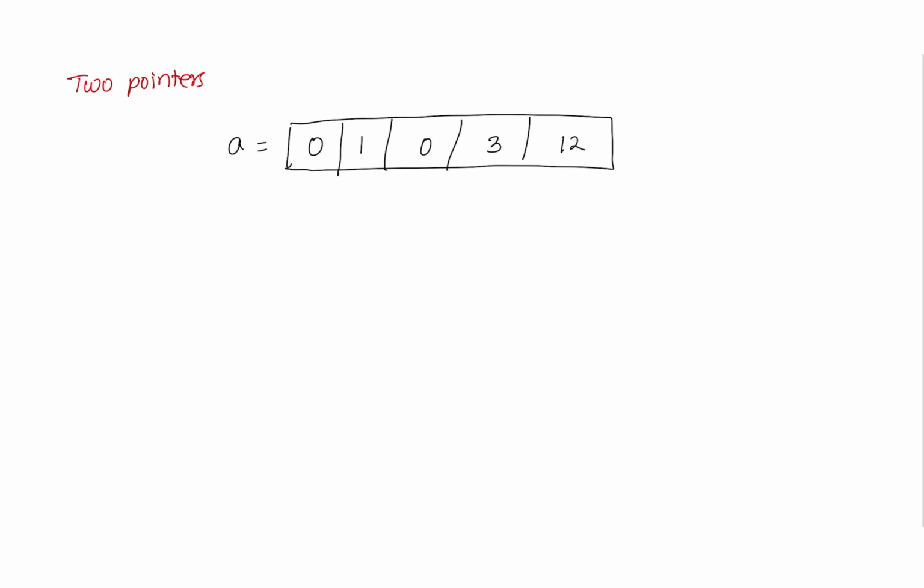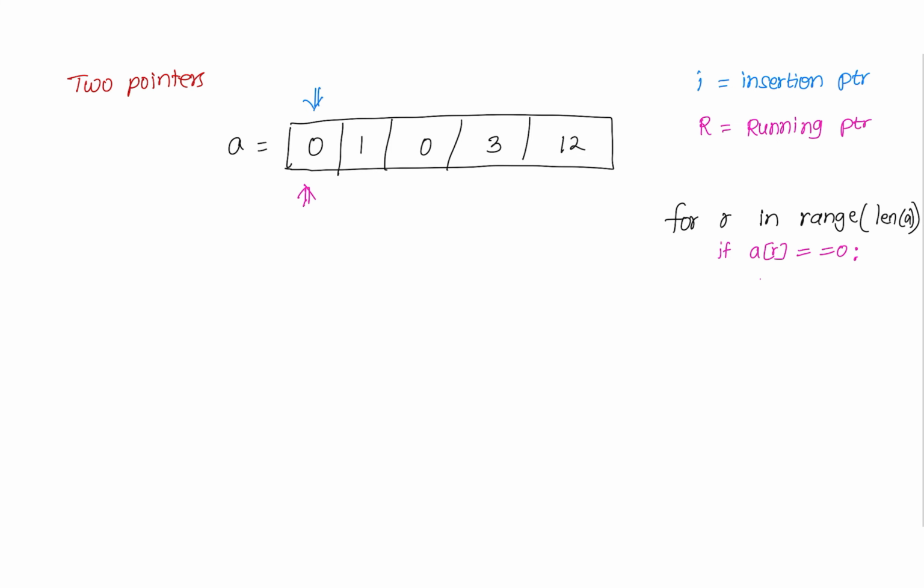Let's go. I'll use 2 pointers. I'll name them the insertion pointer and the running pointer. Initially both are at the 0th index. Now I'll loop the running pointer over the array. So it will loop through the numbers 0, 1, 0, 3, 12. While visiting each number, we'll check, is the number 0? If yes, then we do nothing, move to the next number. In our example, the first number is 0, so we skip it.